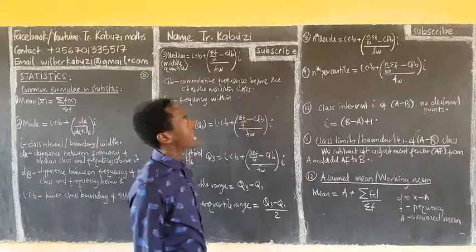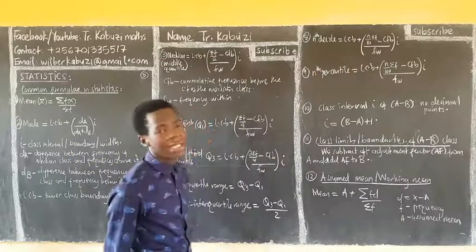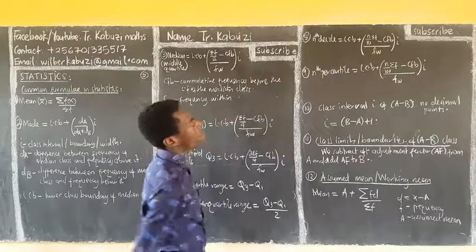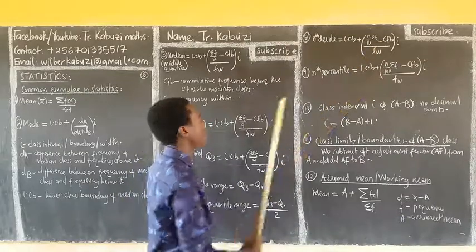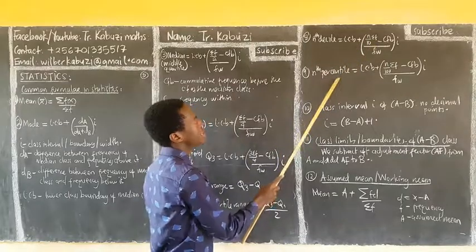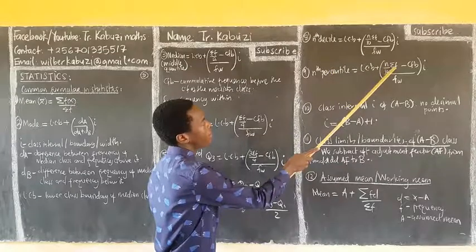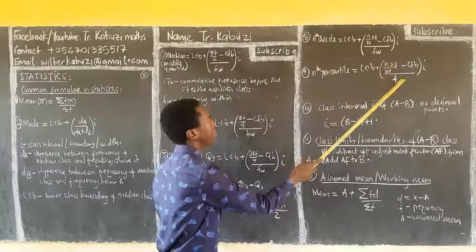Then the nth decile means that we are going to multiply by n over 10, then times the summation f. The formula remains the same. What changes is the coefficient. Then the nth percentile is n over 100 times the summation f, the same way.